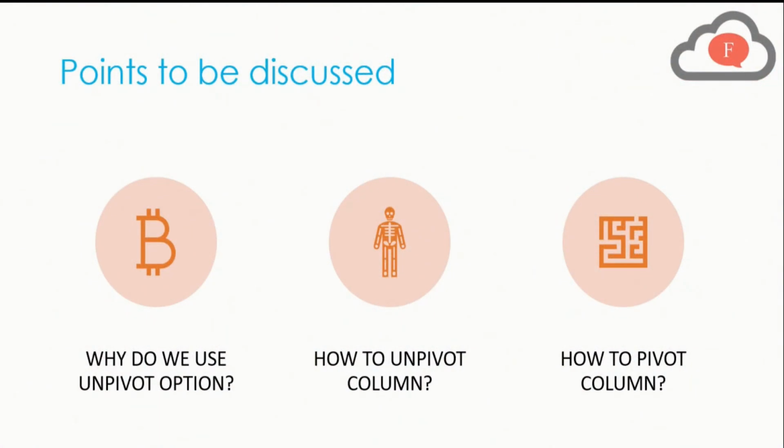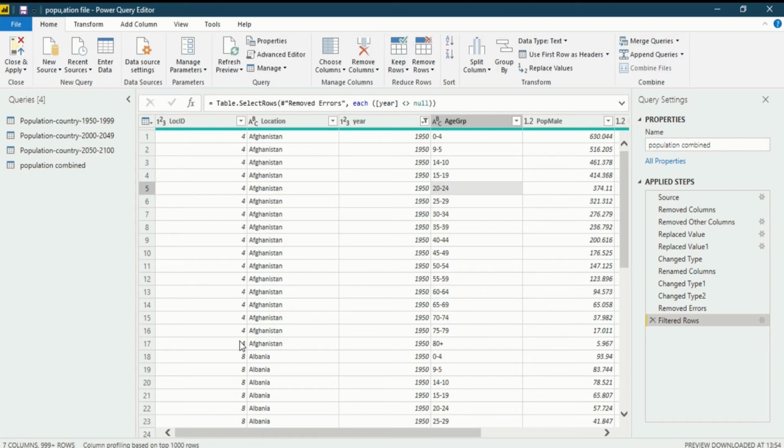In the first point, we will discuss why we use the unpivot option. In the second point, we will talk about how to unpivot a column. In the third point, we will tell you how to pivot a column. So let's go to Power BI Desktop and discuss all these points in detail. Now we are in Power BI Desktop in the Power Query editor.